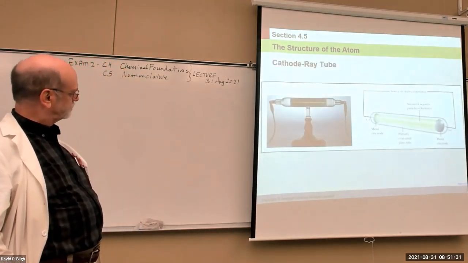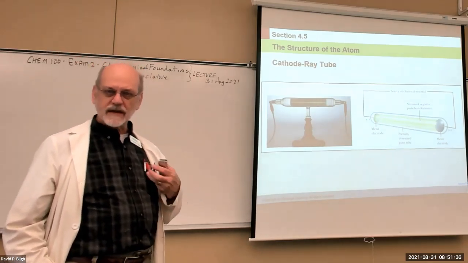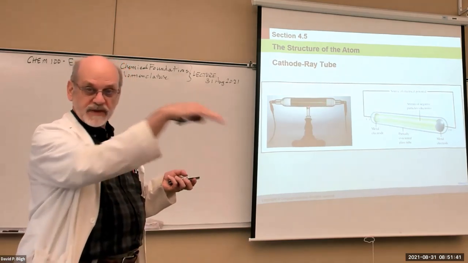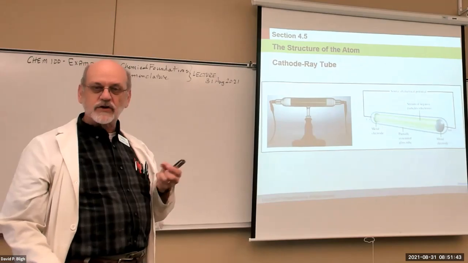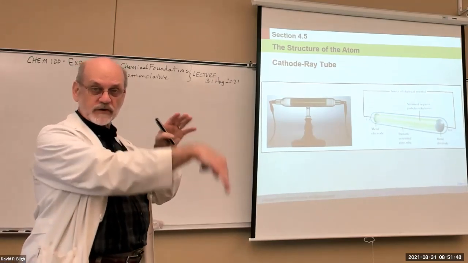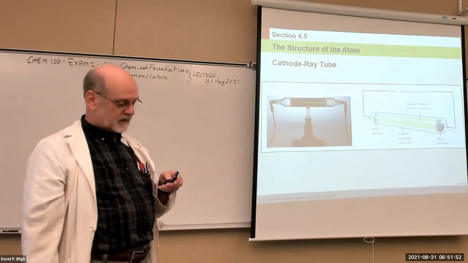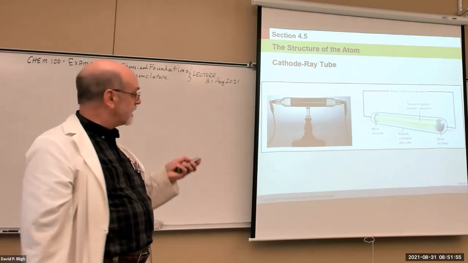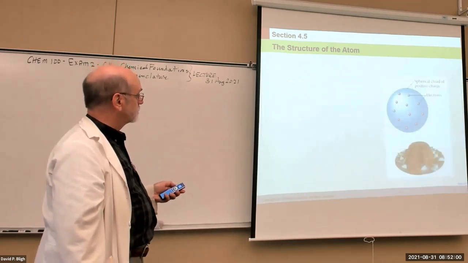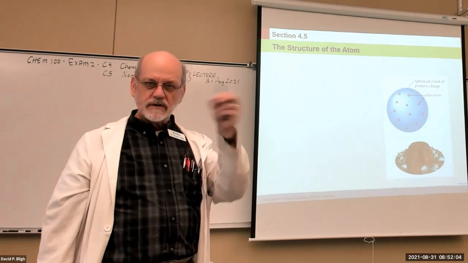So that's what it looked like. And all you had to do was create an electric field close to this, and you'd see the beam bend. And they knew about electric fields, what was the positive side, what was the negative side, and it always bent toward the positive. And it would do the same thing in magnetic fields. So they concluded that these were negatively charged particles. He also determined the ratio of the charge to the mass.